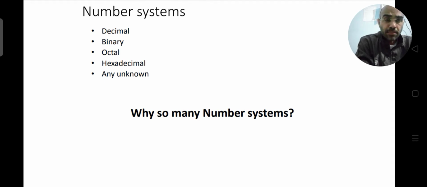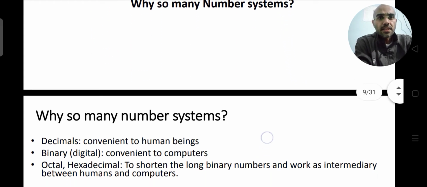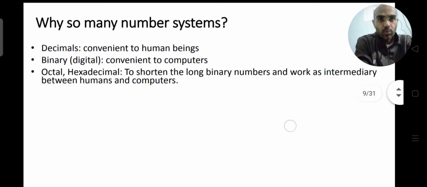But the various number systems which we have to discuss in this particular lecture are the decimal number system, binary number system, octal number system, hexadecimal number system, or it can be any number system of your choice with any number of symbols. So, how to handle these various number systems, and how to convert from one number system to another, we are going to see in this particular lecture.